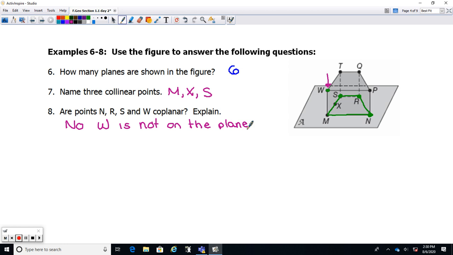Alright, that ends day 2 of section 1.1.